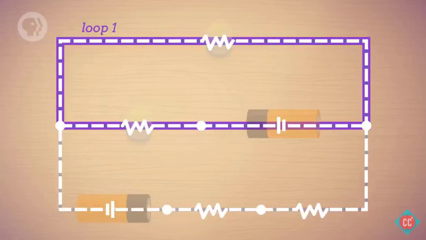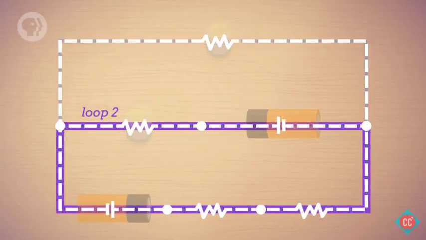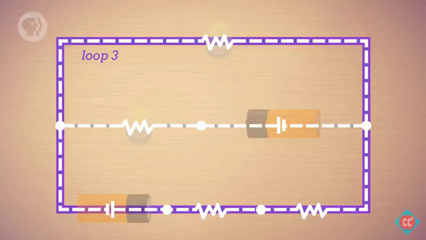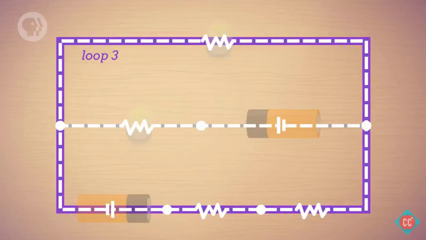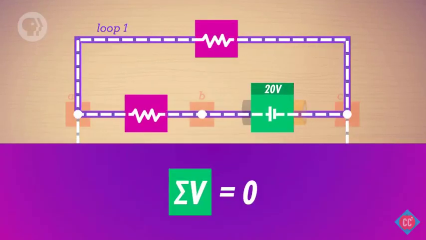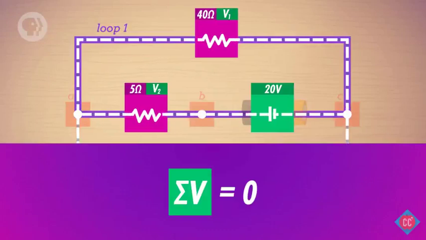We've got one loop in the top half of the circuit and a second loop in the bottom half, and there's actually a third loop here too. It's the entire outside of the circuit loop. You have one 20-volt battery and two resistors, a 5 ohm and a 40 ohm one.